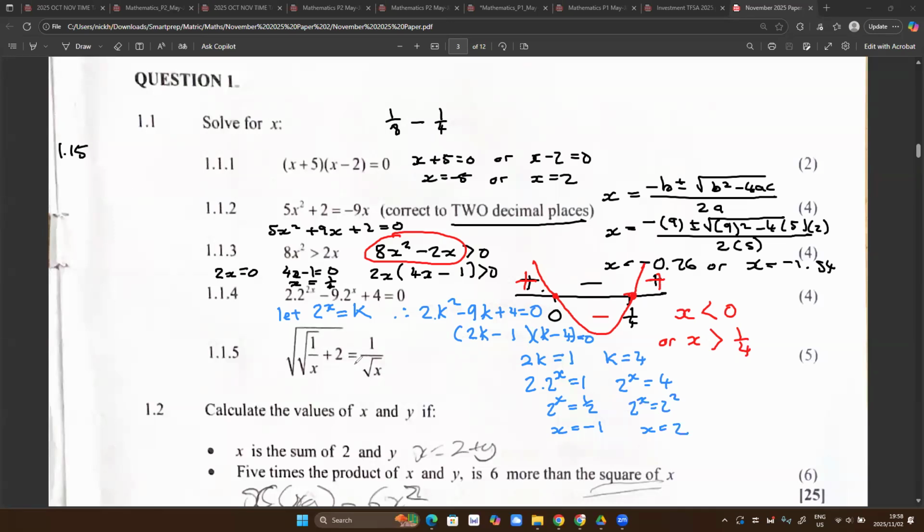When I see this square root, this is a problem child. If I square everything, it's going to go away, right? So if I square this and square this, they're going to go away, right? So I'm going to get 1 over x plus 2 equals, and when I square the 1, it's still 1, and then it's x, right? So I get 1 over x.